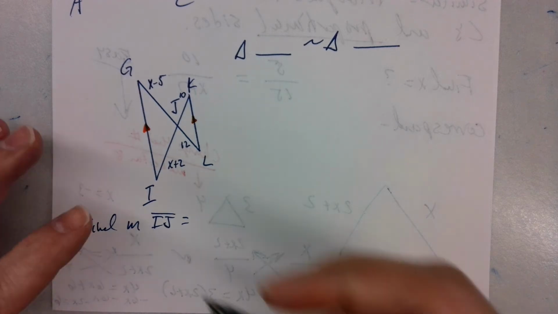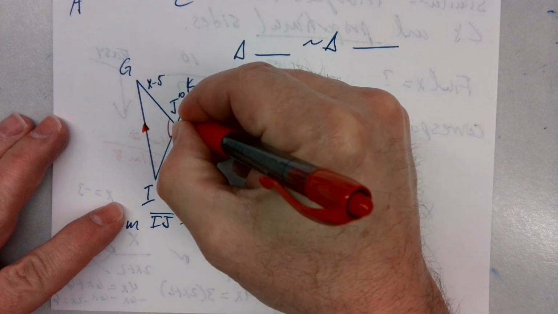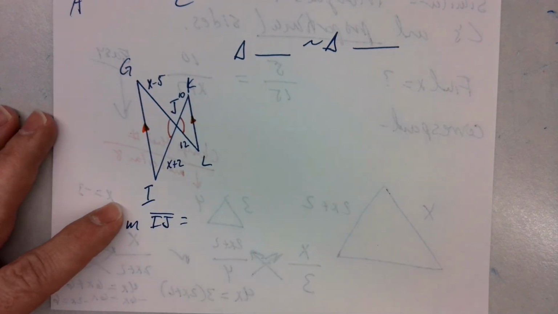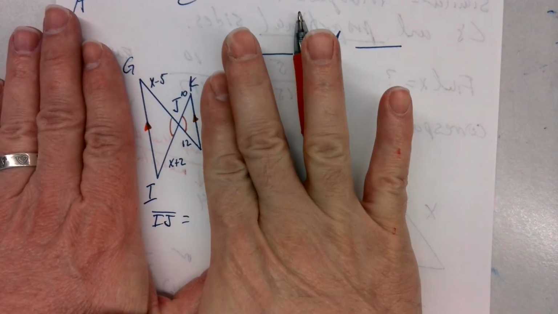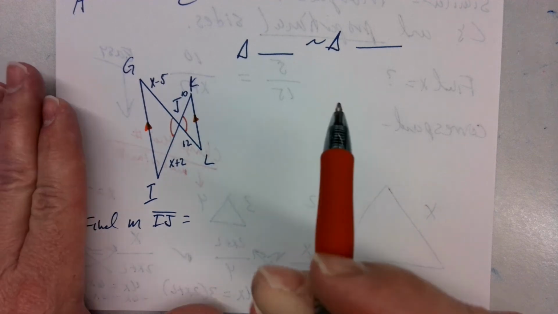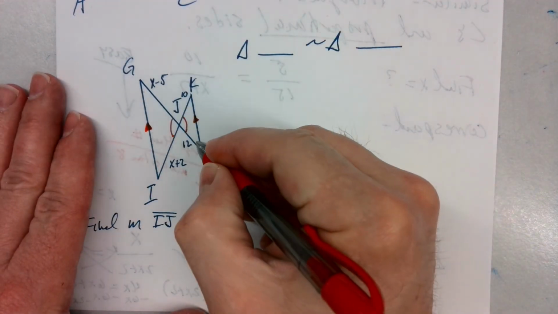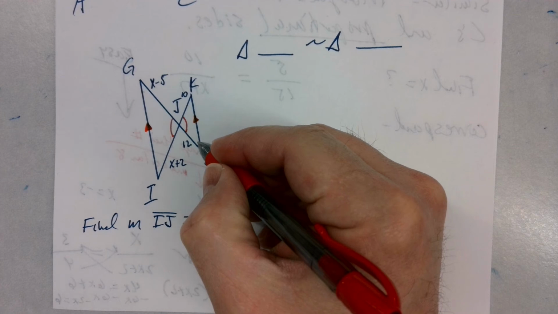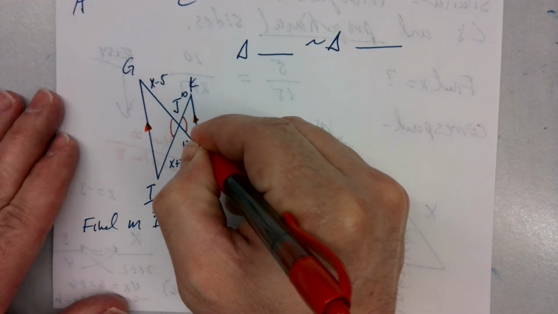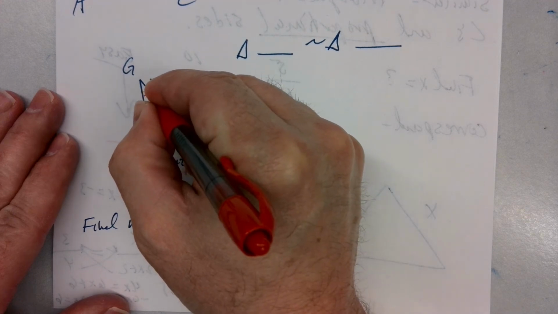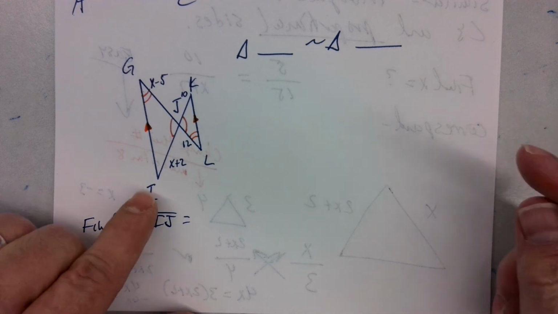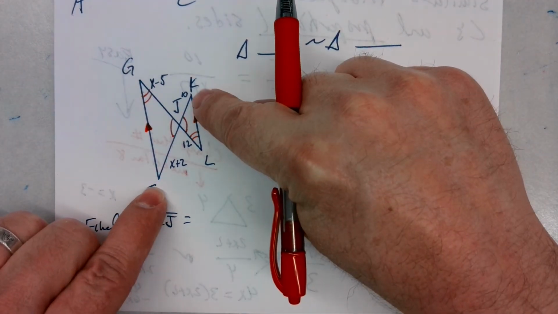So basically, don't I know that that angle and that angle are the same? Aren't they vertical angles? Right? And if these lines are parallel, doesn't that make GL a transversal? Well, what does that make this angle and this angle? Those are the same. But what would they be? The alternate interior angles. So now I've got my two angles, right? Well, by definition, then isn't I and K also the same?